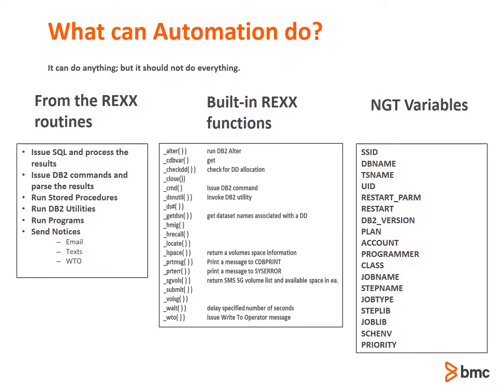This slide shows you some important items about NGT automation. First, some examples of automation are shown. Secondly, what you use to do the automation. For example, standard REXX is available to you, and specialized NGT built-in REXX is available to you. For example, _checkDD allows you to check that a DD card is present in the NGT job, or _PRTMSG allows you to write messages to CDB print for your end users, typically DBAs and operators. Thirdly, when your REXX routine is passed control, you need to be able to know where it is within an NGT process and what DB2 objects we are operating on in this execution. This is accomplished by interrogating built-in NGT variables of interesting items, such as SSID or subsystem, DB2_version or the DB2 version, DB name, TS name, etc.